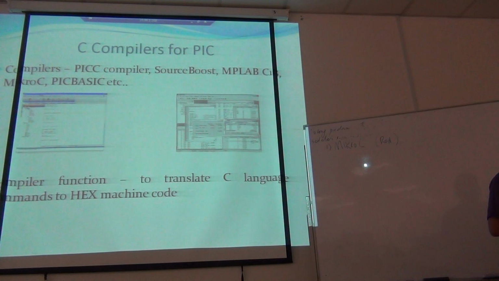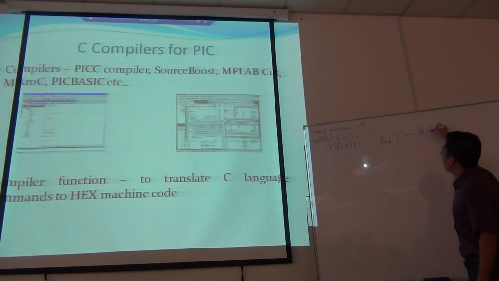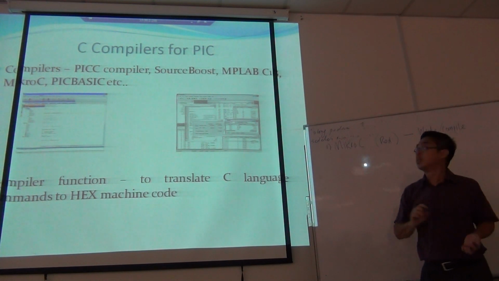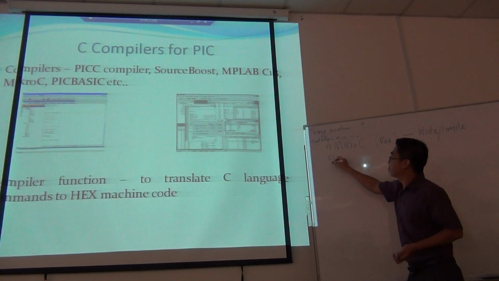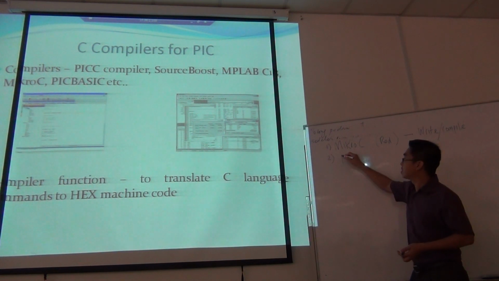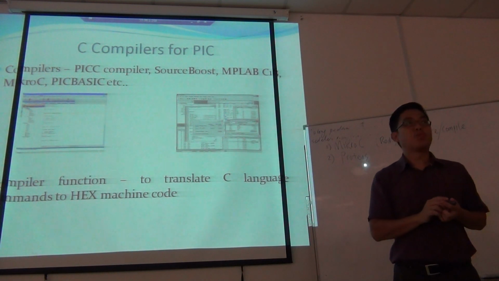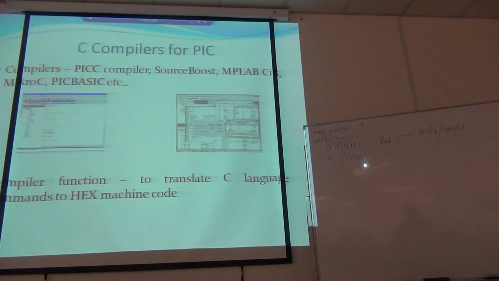Okay, we are doing it one by one. This is to write your program and compile it. Write and compile. Okay, the second one is Proteus. What's the function for Proteus? Proteus is to simulate your hex file, simulate your program. If your program is working there, then you can burn on the system.